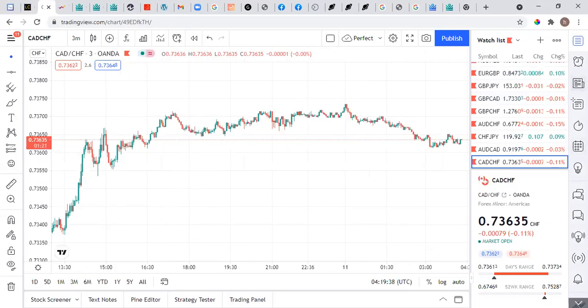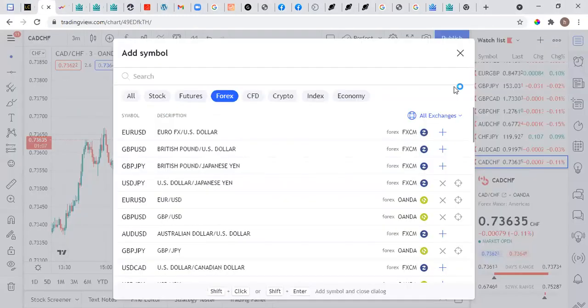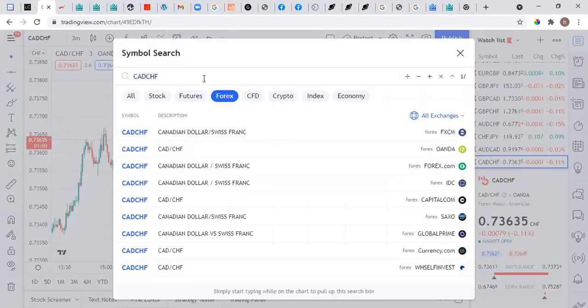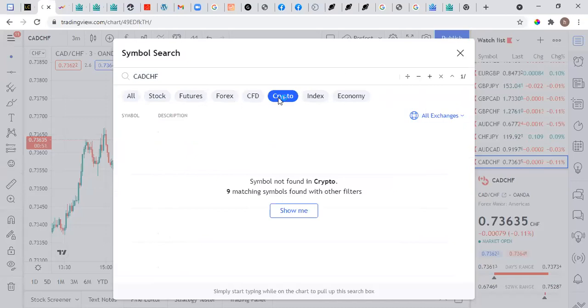So you can easily add. Once you get to the watch list, you can easily click this plus add symbol and add whatever currencies you want. You can just search, just the same way you can come here to look for new currencies, any currency that you want. So it's under Forex, definitely under Forex. If it's crypto, you can click crypto.